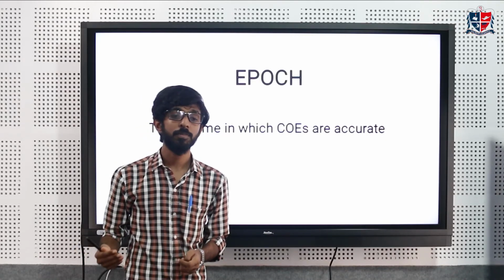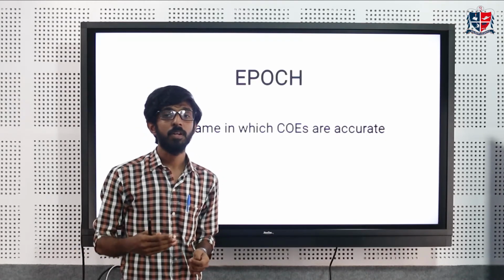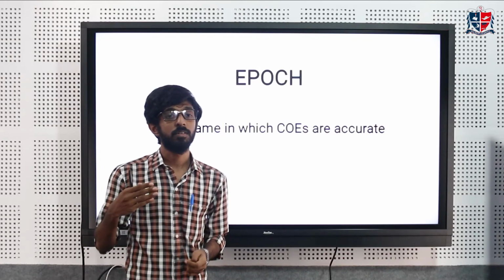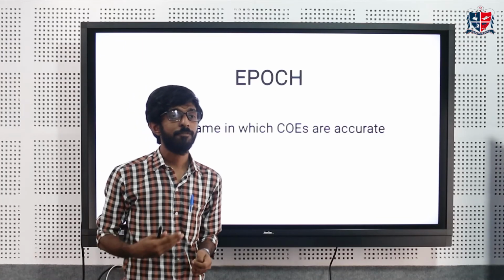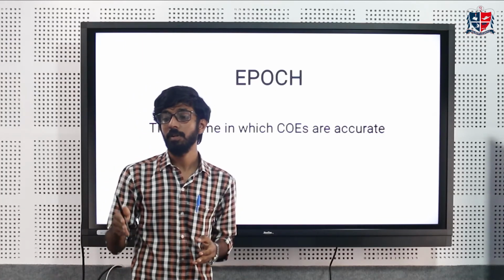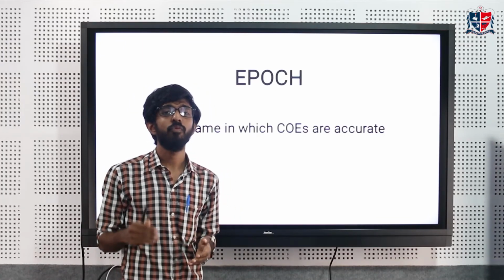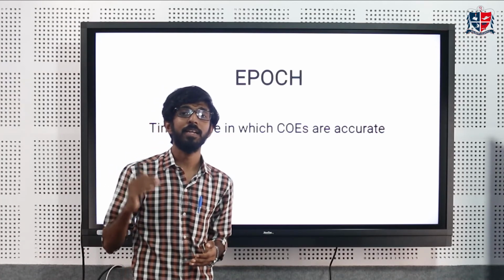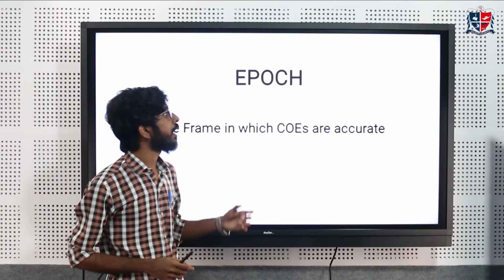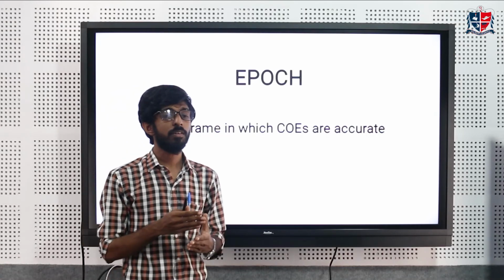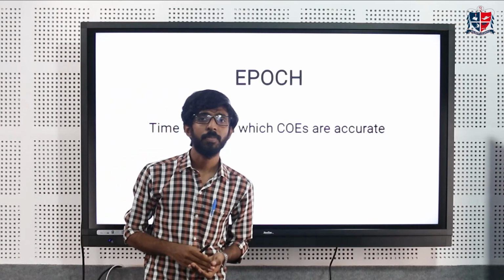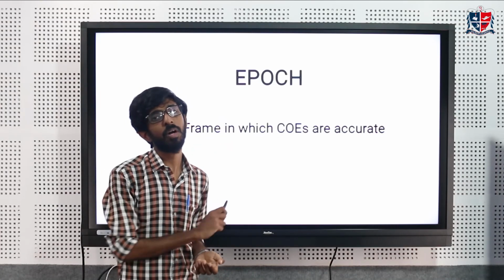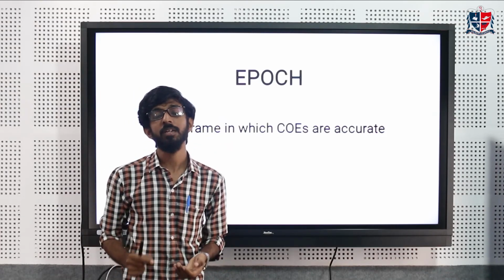It is very important because, for example, if we have a defense satellite or a remote sensing satellite, and a scientist is studying a particular location, it is important for them to know when the satellite will be over that position. So epoch is important. When we specify the orbital elements of a satellite, we also specify the epoch at which those orbital elements are accurate.